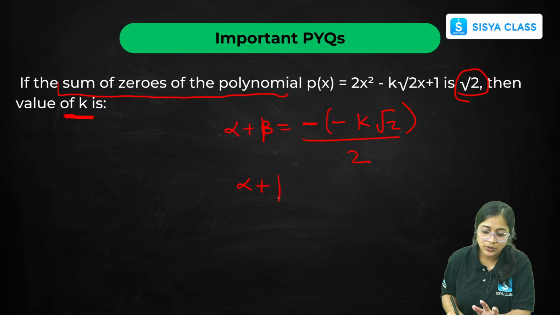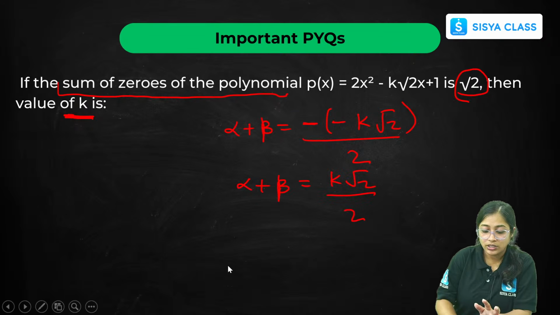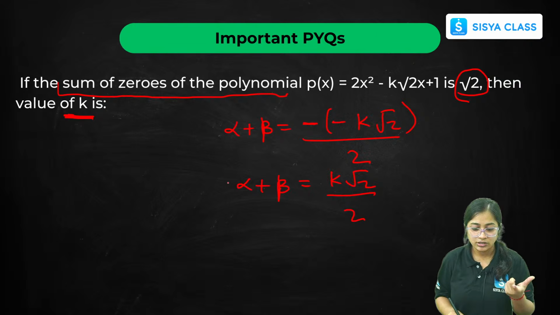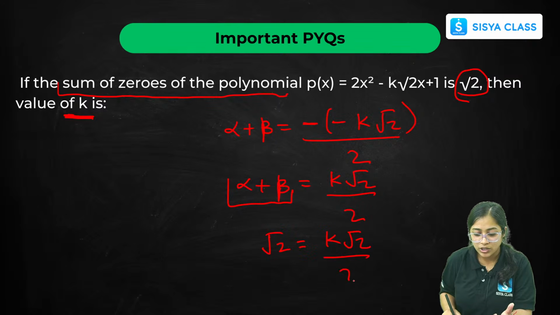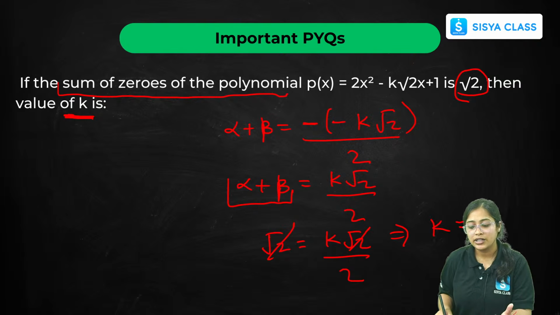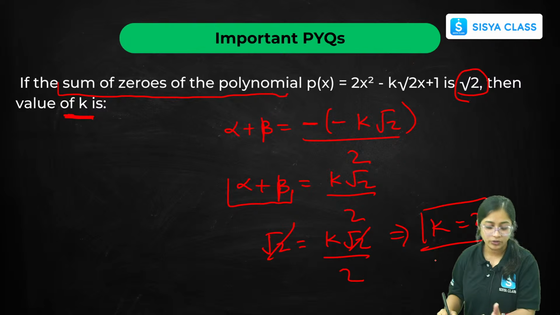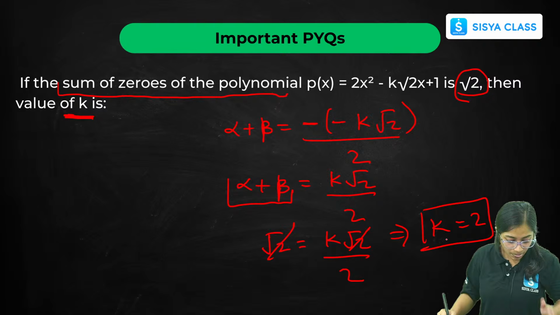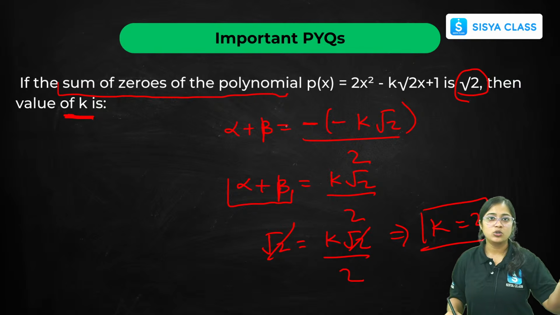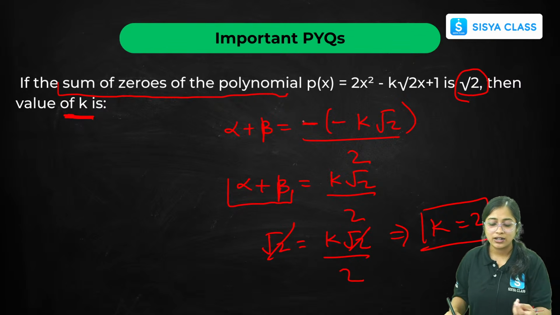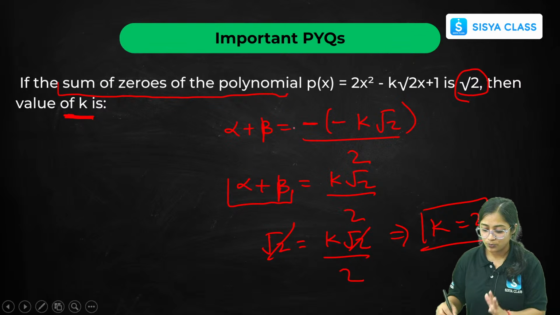So alpha plus beta equal to k root 2 upon 2, and this is given to us in the question. What is alpha plus beta? It is root 2. So root 2 equal to k root 2 upon 2, right? Now root 2 and root 2 get cancelled. So the value of k we will get is 2. Understood everyone? This was very easy. The sum of zeros was given to you, so just apply that and you will get the value of k, it is 2.